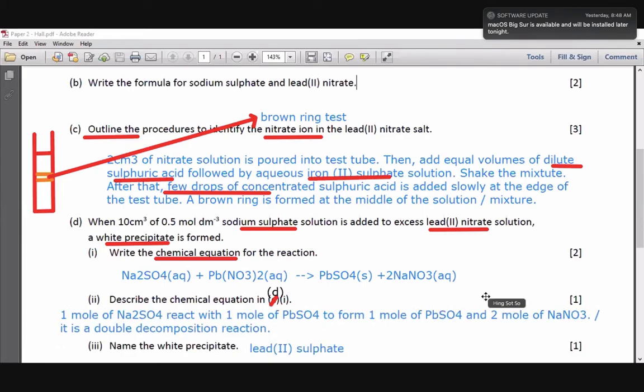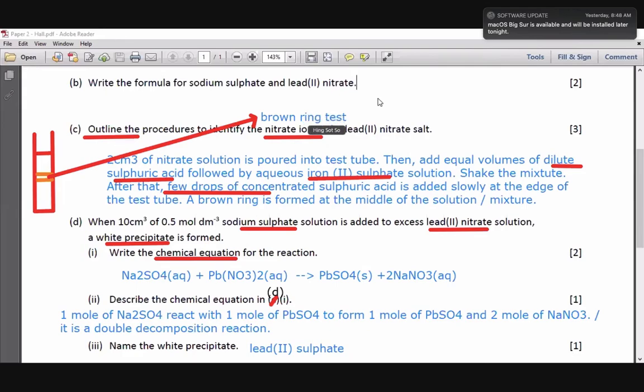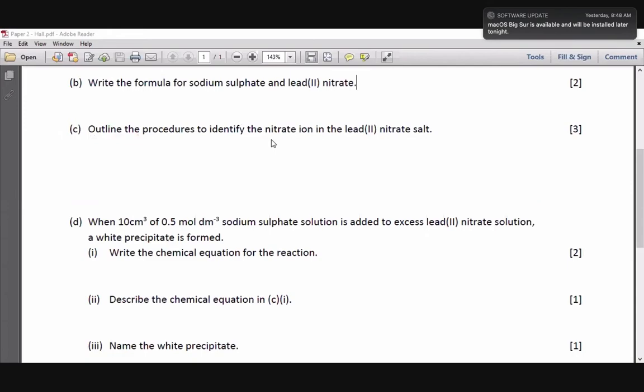Alright, I give you 30 seconds for this part. Then we will proceed. Okay, so for this part, maybe the new thing for some of you guys will be the browning test. Okay, time is up. 5, 4, 3, 2, 1. Okay, so we continue.